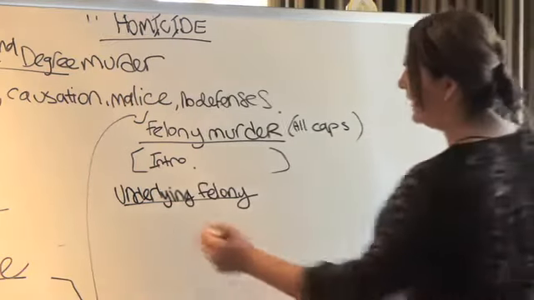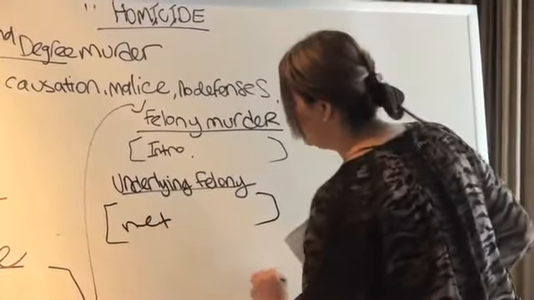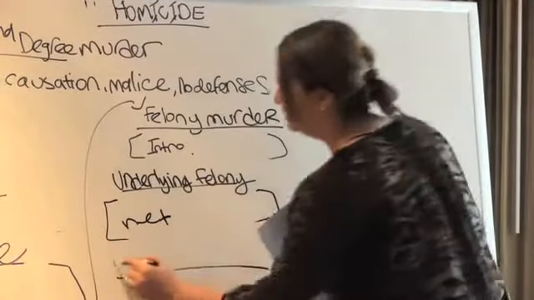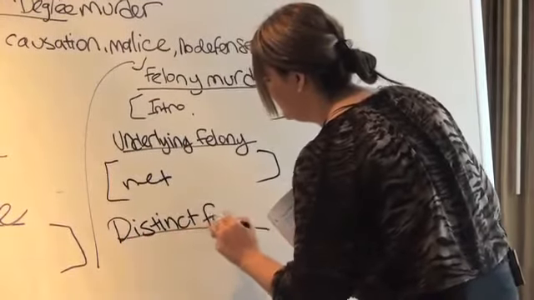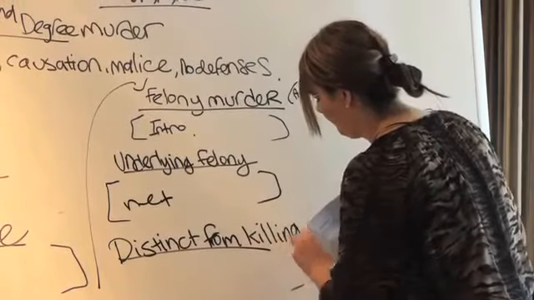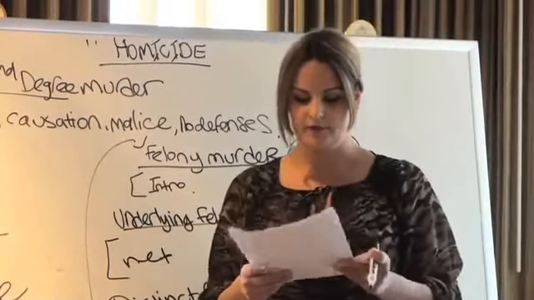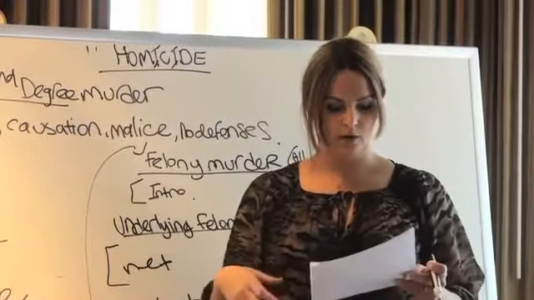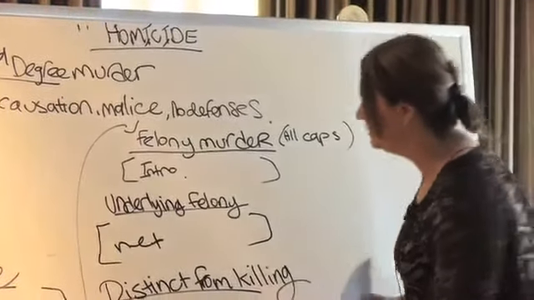So let's say you've established them, you determine that they're met in an analysis, and now you go into distinct from the killing. This is typically a really short analysis. The felony must be distinct from the killing itself, i.e. has to be a robbery or a burglary. Short analysis here. Next, foreseeability.